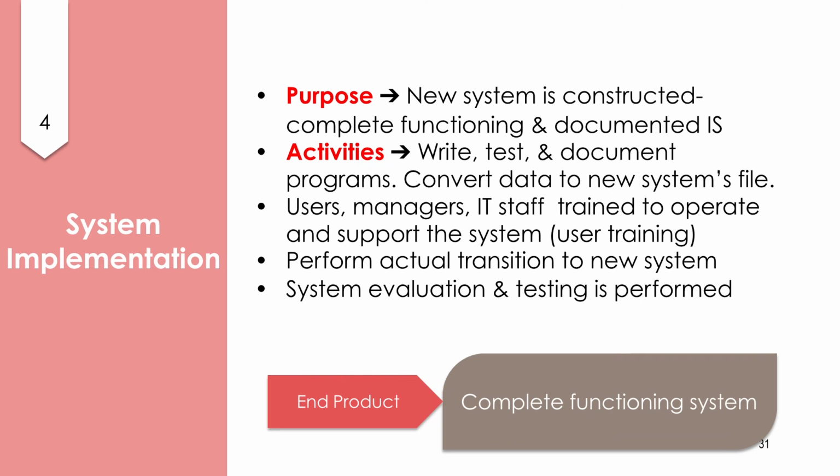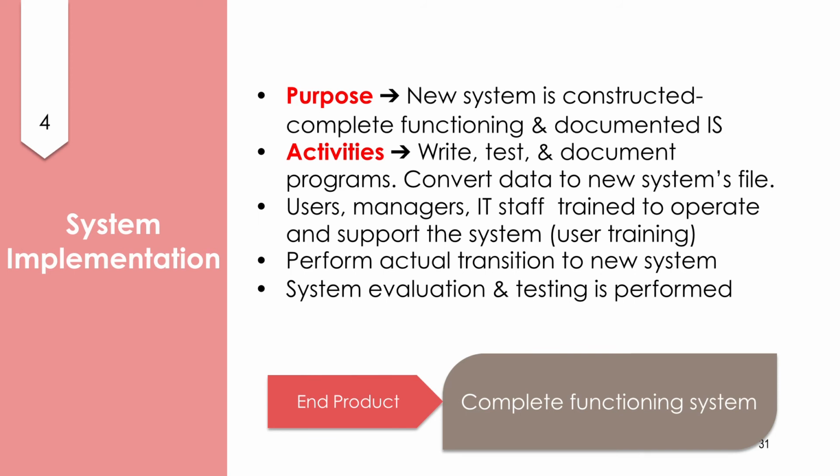Okay, now let's move to the fourth phase in SDLC, that is system implementation. Okay, so the purpose of the system implementation phase is that the new system is constructed. Okay, to develop the system lah, where the system must be complete and functioning, and also it must be well documented. The activities that must be carried out in system implementation are to write the programming and test and also document the program. Okay, so you write, you test, and you must document all of your program.